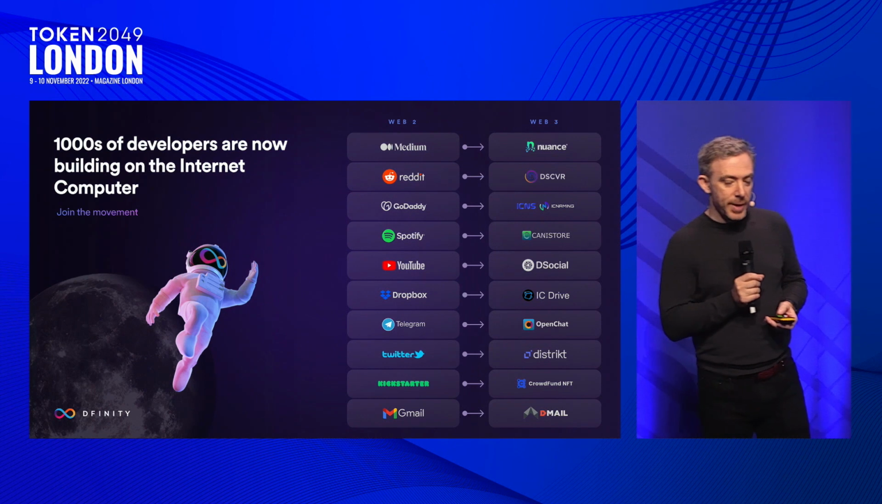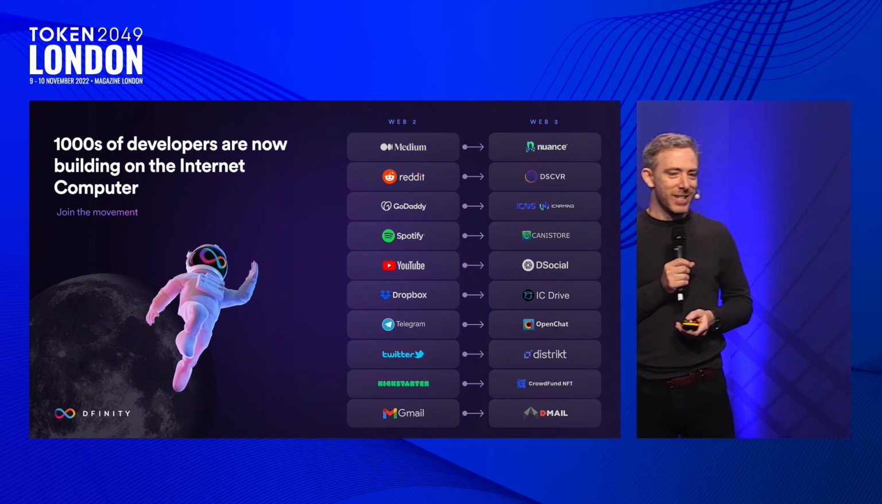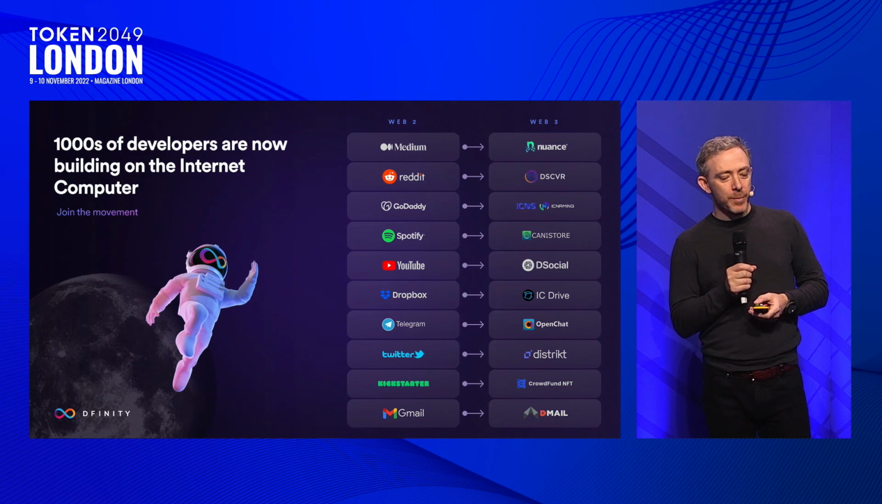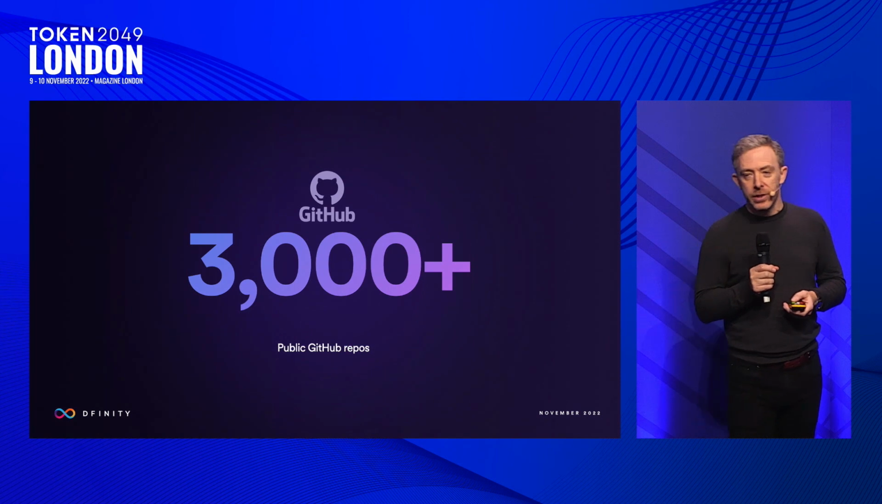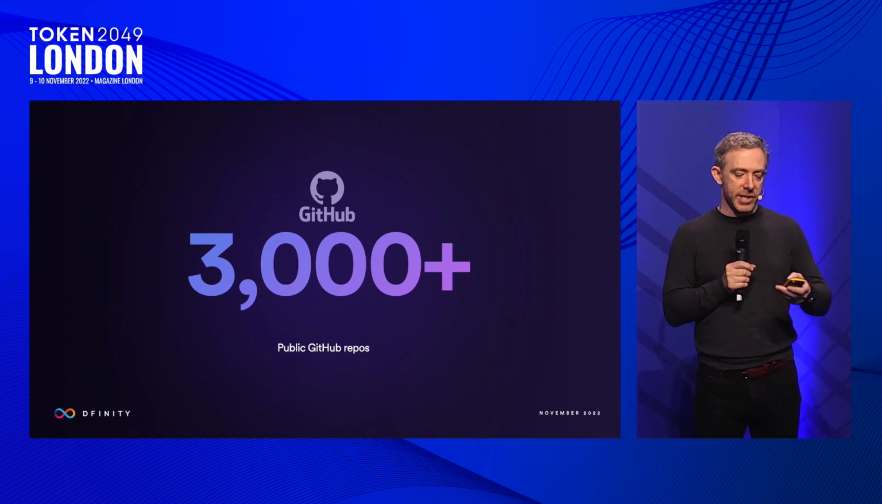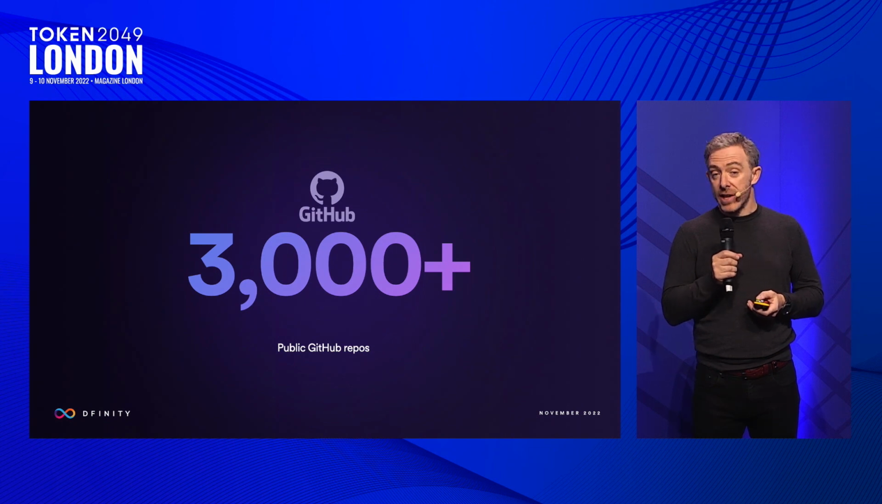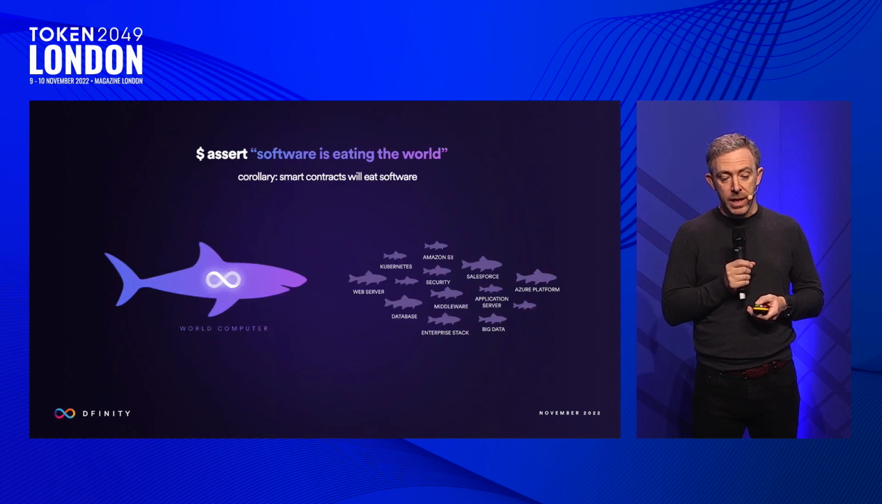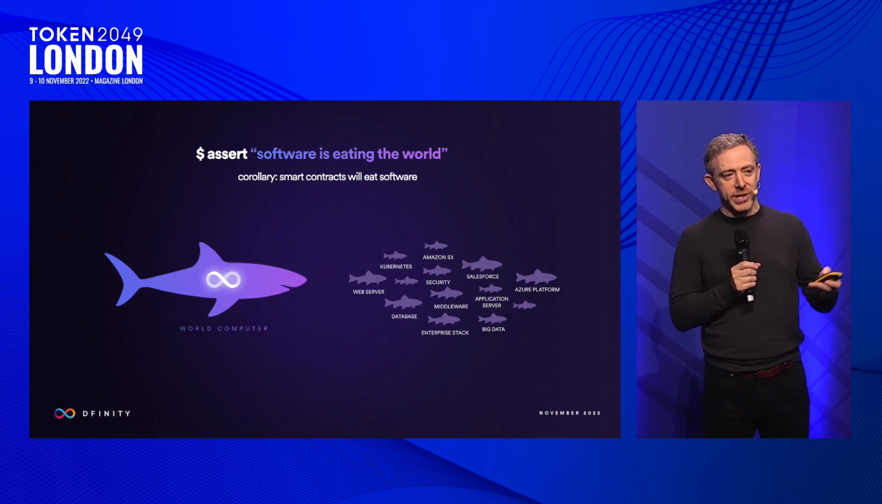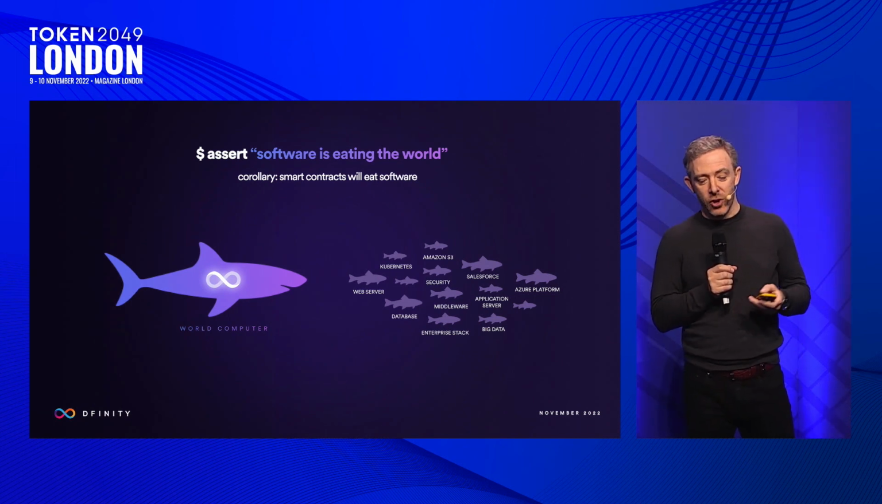There's not too much noise about the Internet Computer in the mainstream crypto press. People are very worried about it. But there are thousands and thousands of developers, and they're building new equivalents to Web 2 services, but in new ways, and they're going to decentralize them with DAOs. 3,000 plus GitHub repos. There's an assertion that software is eating the world, and we say the corollary of that is smart contracts release software.